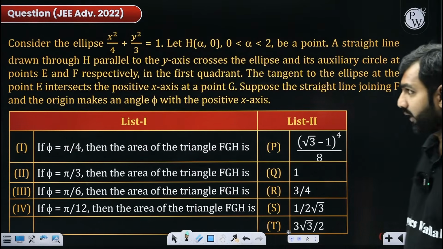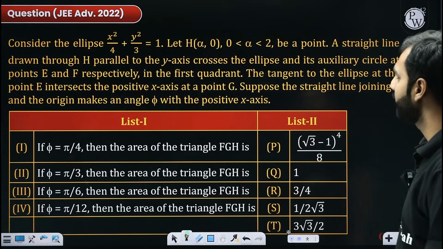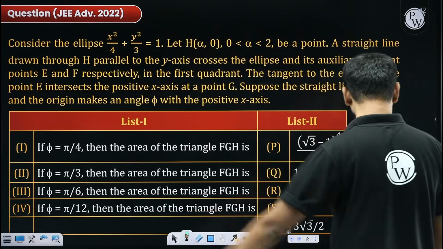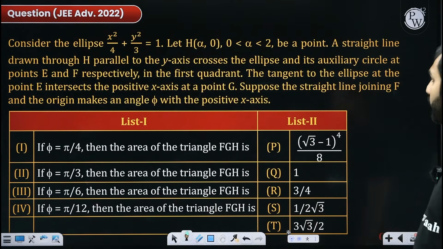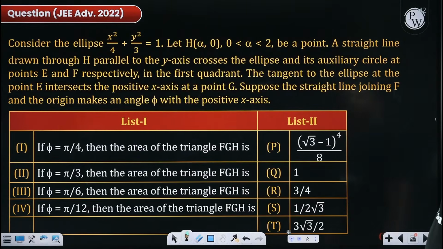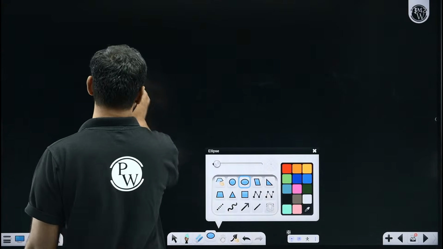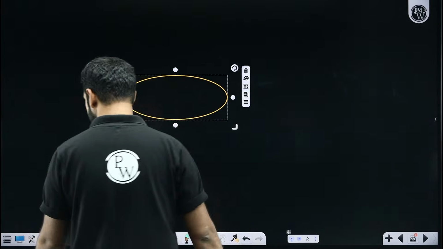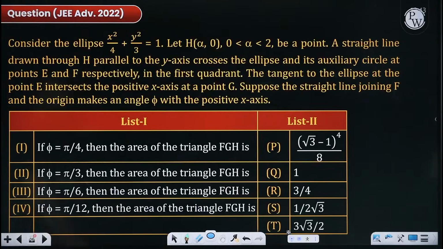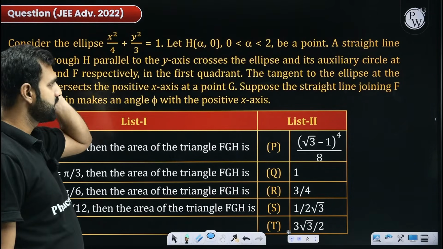Again, an interesting one, a very good one, a very insightful one. It says there is an ellipse which is equal to 1. Alpha comma 0, where alpha is between 0 to 2. So first of all, there is an ellipse, right? Let me quickly draw an ellipse. This is that ellipse. Now what are we told? Standard ellipse, standard equation is also given.